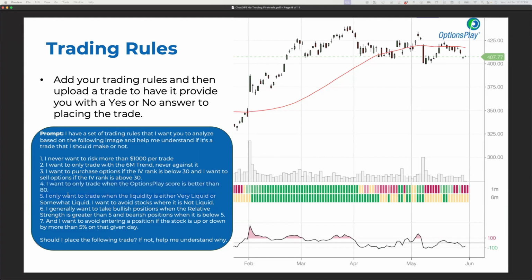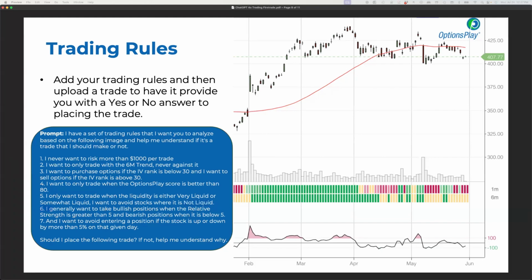I also only want to trade when the liquidity is either very liquid or somewhat liquid. I definitely want to avoid stocks where it is not liquid, right? With options, there's a very wide range of liquidity with regards to optionable securities, and I generally only want to trade options on something that's either very liquid or somewhat liquid.